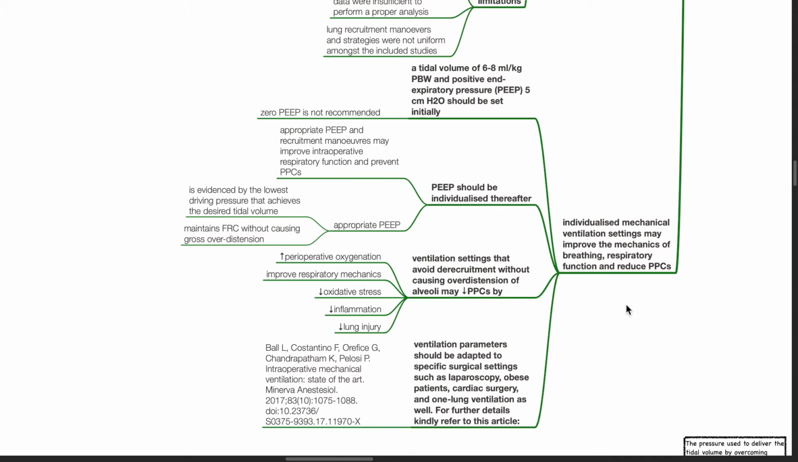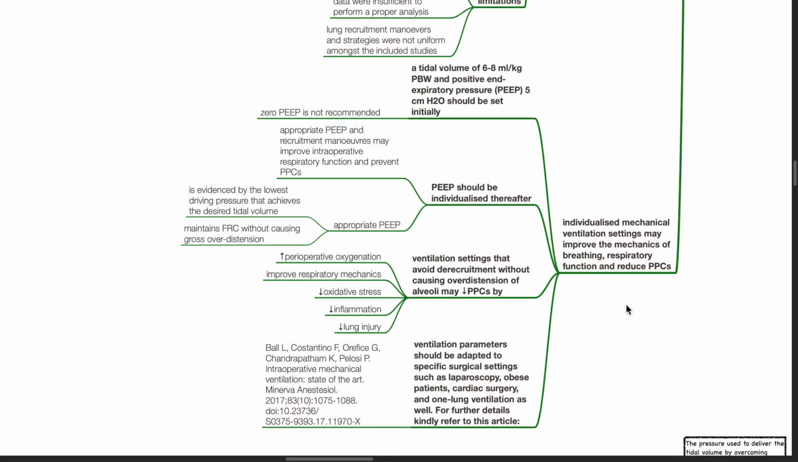Appropriate PEEP is evidenced by the lowest driving pressure that achieves the desired tidal volume and maintains functional residual capacity without causing gross overdistension. Ventilation settings that avoid de-recruitment without causing overdistension of alveoli may reduce PPCs by improving perioperative oxygenation, improving respiratory mechanics, and reducing oxidative stress, inflammation, and lung injury.